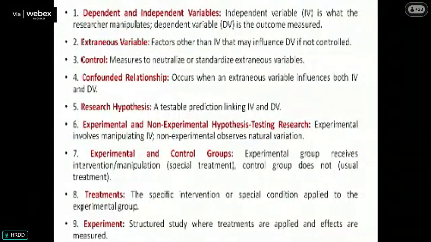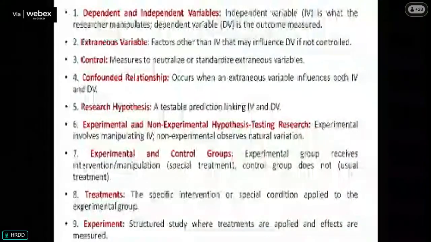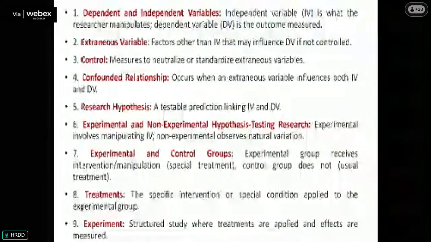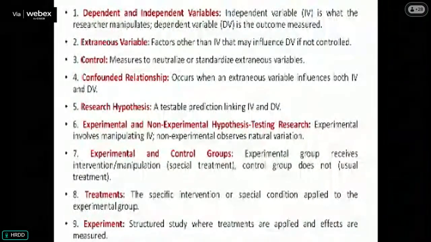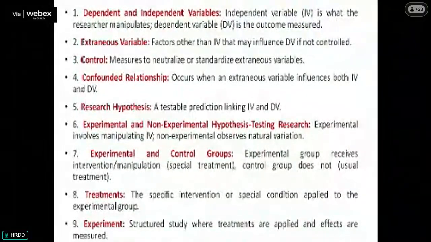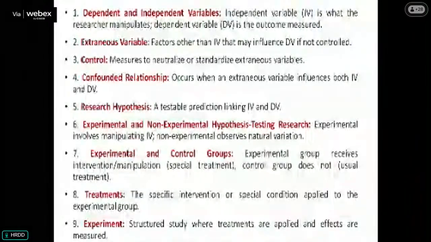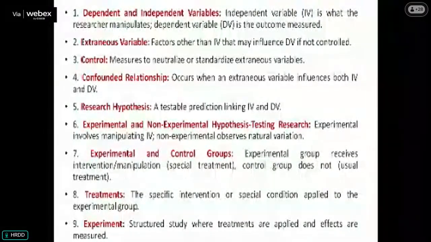So these are the sixth component. Seven, experimental and control groups. If you have two groups, you can have an experimental group and a control group. In the control group you will not give any treatment, and in the experimental group you will give a treatment. Or if you have a usual treatment and both have an effect, you will have a special effect in the experimental group and a usual effect in the control group. These are the terminologies, and try to understand what these things are. Treatment means the specific intervention or manipulation you are giving to the experimental group. An experiment is a structured study in which a treatment is given to the experimental group. An experimental unit is nothing but the smallest unit of your experiment.